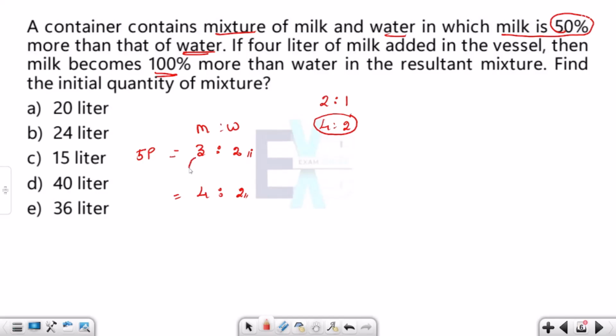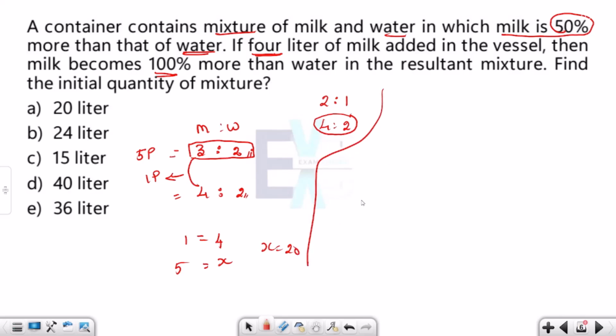Now here how much part is added? 1 part is added, but in this particular question how many liters? 4 liter of milk is added. So 1 part equal to 4, then 5 parts equal to how much? Because the initial quantity of the mixture is 5 parts, right? So 5 parts equal to how much? If we cross multiply, you'll be getting the initial quantity as 20.